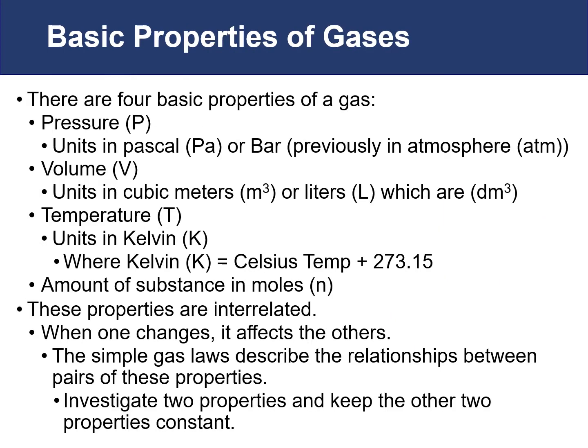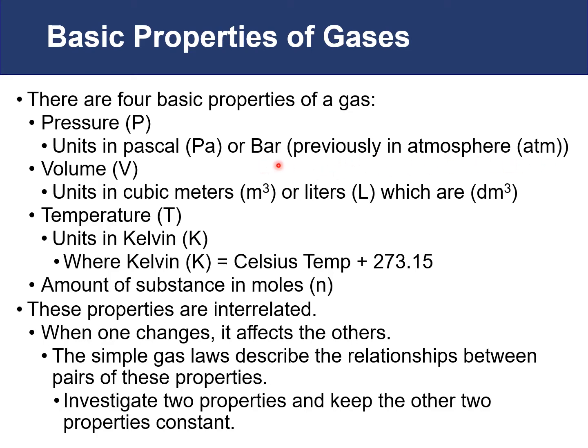Now, there are some basic properties that we talk about when we're talking about gases. The four main properties of gases are pressure. The primary units that we'll be using are Pascal or bar. Those are the SI units. Previously and in your textbook, they use atmospheres. 1 bar is pretty close to 1 atmosphere of pressure.